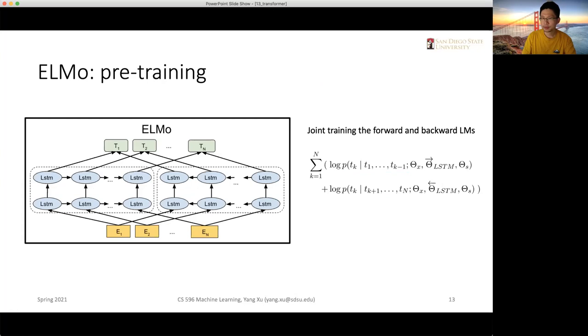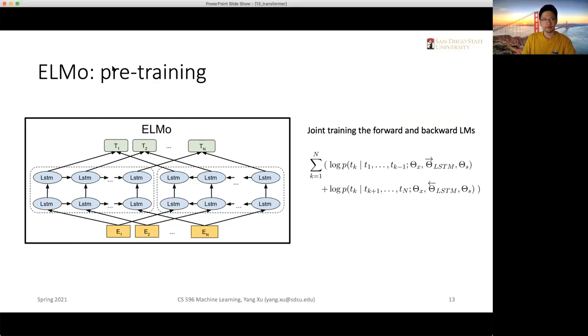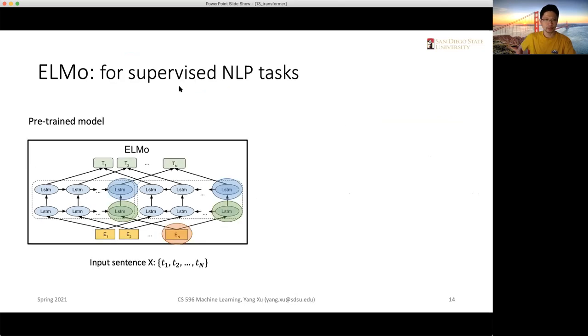Okay, so I'm going to carry on with the next supervised learning task. This joint training with forward and backward language models is just at the pre-training stage, which means at this stage we are training the models using unstructured, unlabeled data. It's an unsupervised task, right? And then after the models are trained and all the parameters are fixed, we're going to use the models for supervised NLP tasks.